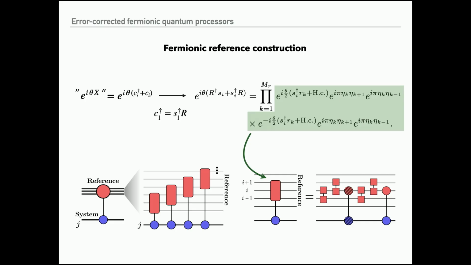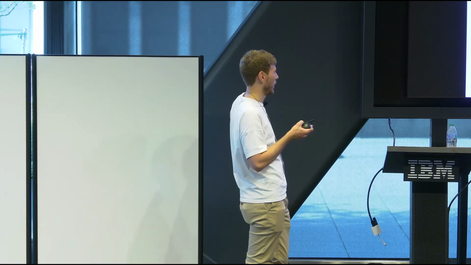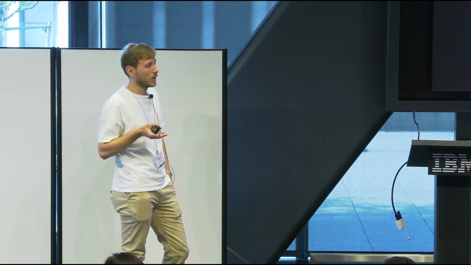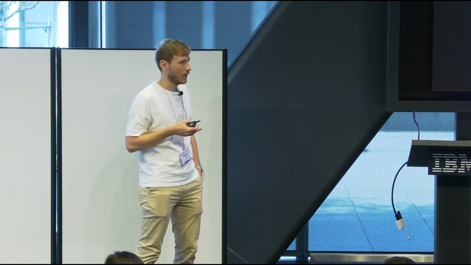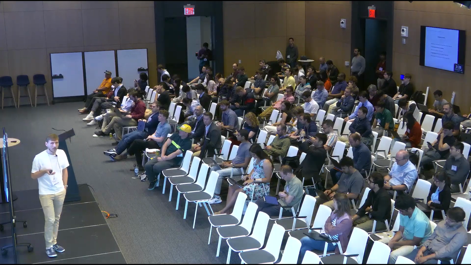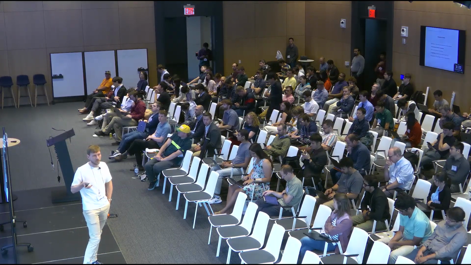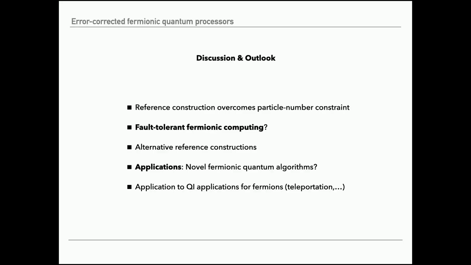So, with this, let me summarize. I hope I convinced you that it is possible to realize a fermionic quantum processor and that you can implement quantum error correction in such a processor. There's a big question in what sense this will be useful. Can this be scaled up to a fault-tolerant system, and how would this be best done? I've shown you one of these reference constructions, but none of what I've shown you is unique. There are very different ways you could realize this. And what are the best applications for that?